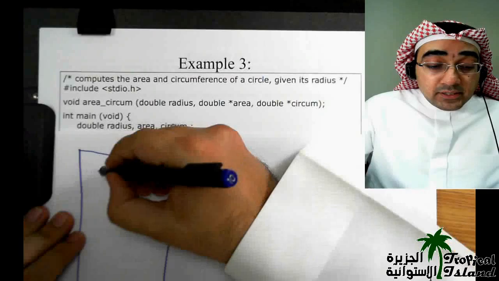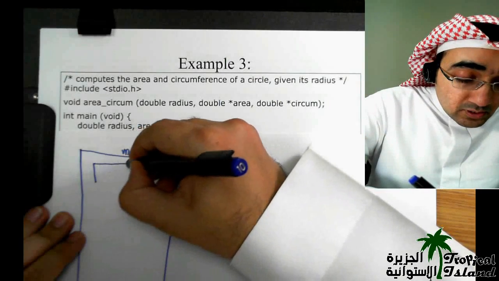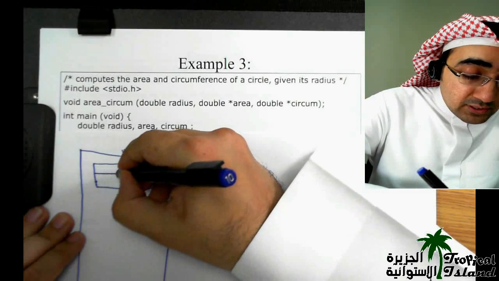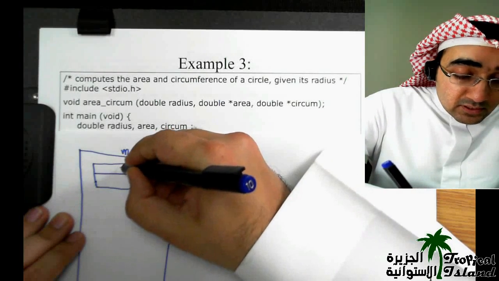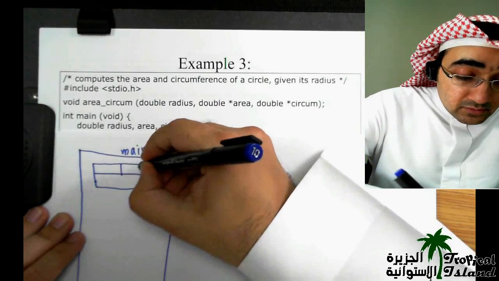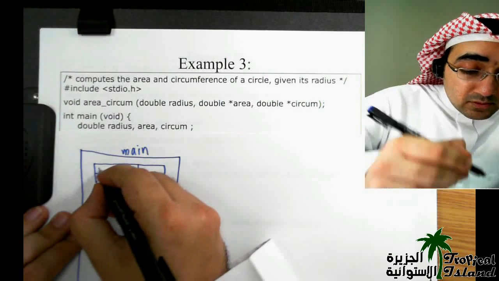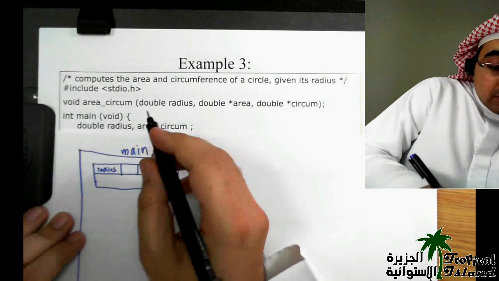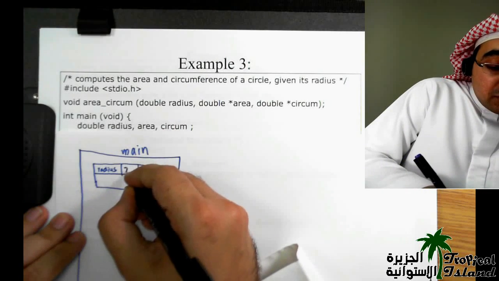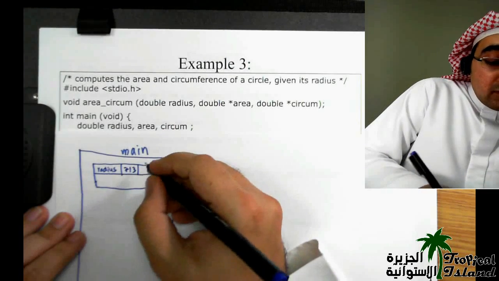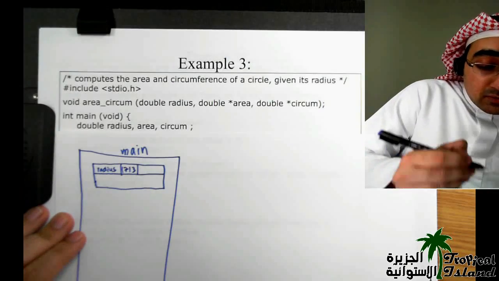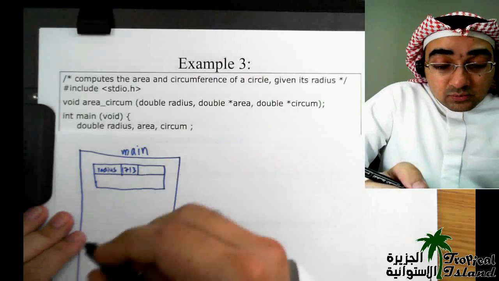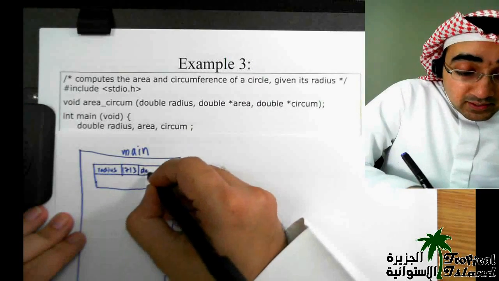Then we go and declare our variables. We have double radius, area, and circum. So I'm going to use the big notation over here again because this is still a fresh class. Then I'm going to shift. So this is our radius, and it's going to be in some memory location. It might be memory location 713, any number. Well, let's make it 1713 so that you don't say that I only worked on small numbers. And it's a type of double.